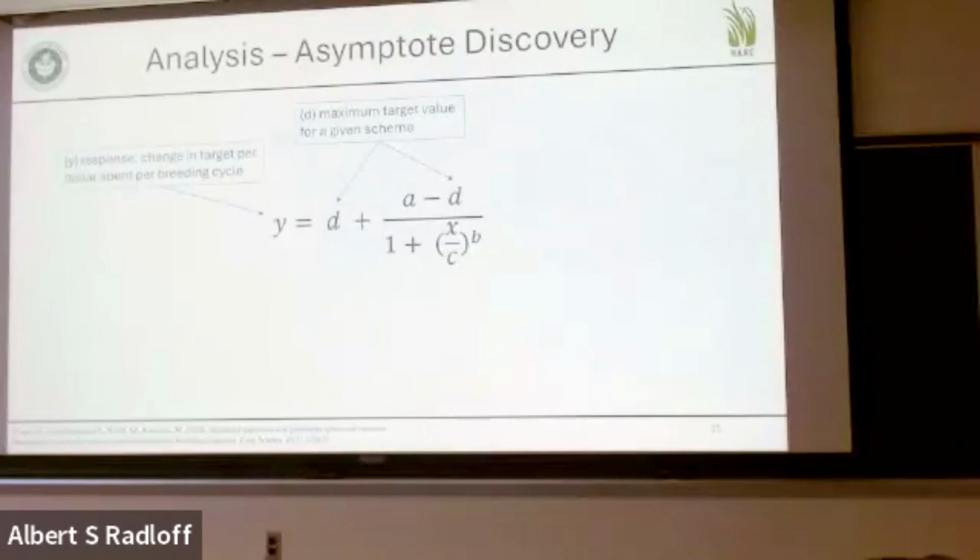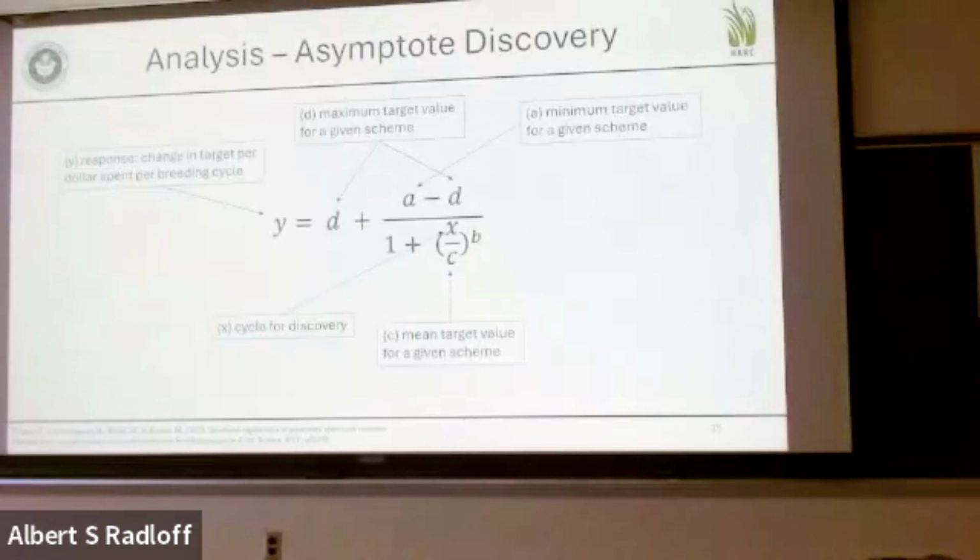D is the maximum phenotypic value for that given scheme, that given set of parameters that were employed within the simulation. A is the minimum phenotypic value or variance for that given scheme. C is the point of inflection, or the mean phenotypic value. So it's the point where the sigmoidal curve changes. X is the cycle that we're trying to discover within this formula. And B is just the hill slope of the curve that's used within this type of nonlinear least squares.